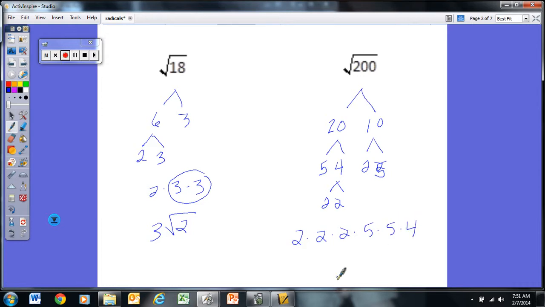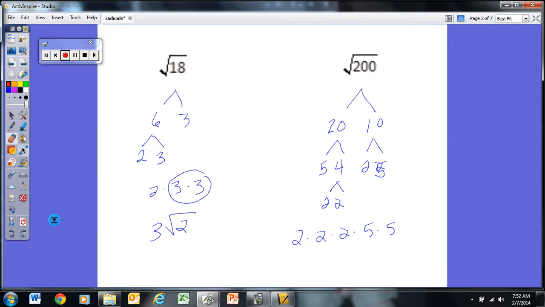That doesn't seem right. What did I do wrong? 20 times 10 is 200. 5, 4, 5, 2, 2, 5, 2, 2, 2, 5. Oh, I have an extra 4 here for some reason. I don't know where that came from.